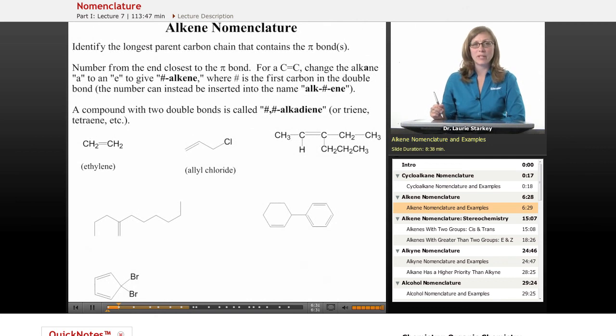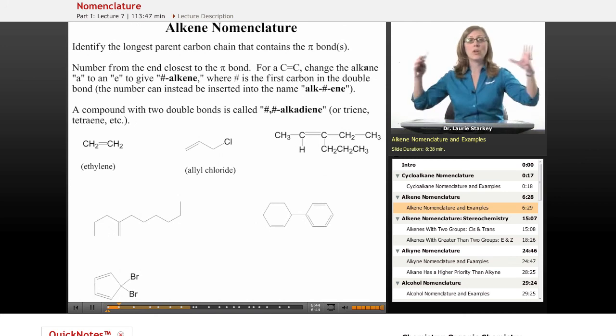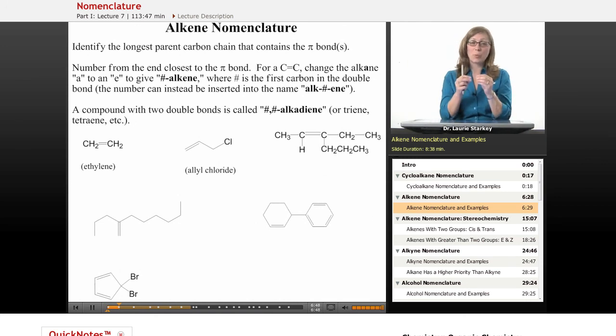Now, if we have a carbon-carbon double bond in a structure, those compounds are called alkenes. And the way we're going to name them is we're going to look for the longest carbon chain, but that longest carbon chain must include both carbons of the carbon-carbon double bond. So now it's no longer just where's the longest carbon chain throughout the whole structure. Now that we have a functional group in the molecule, we need to incorporate that functional group into the parent. So the longest carbon chain must contain both carbons of the carbon-carbon double bond.